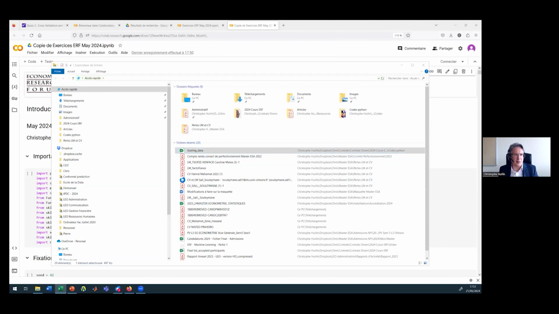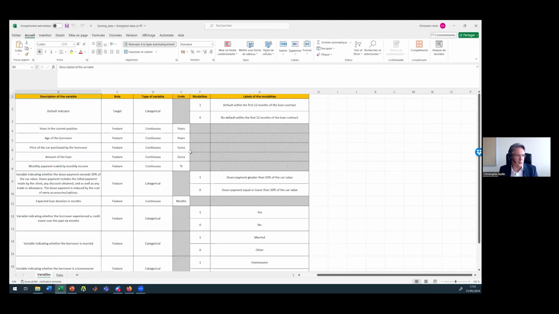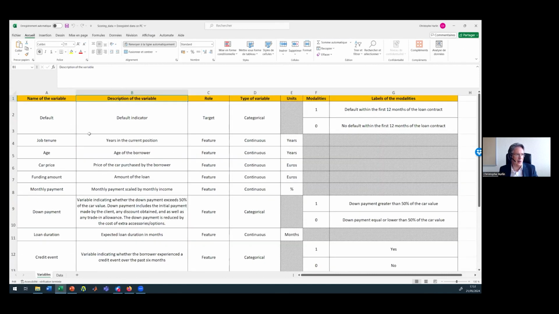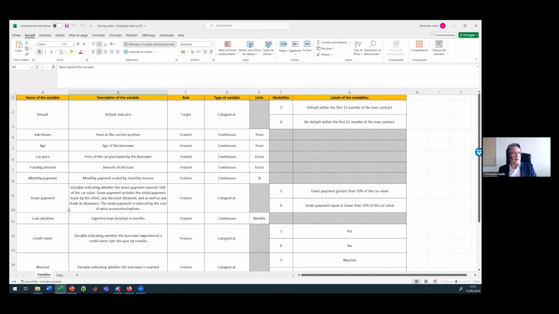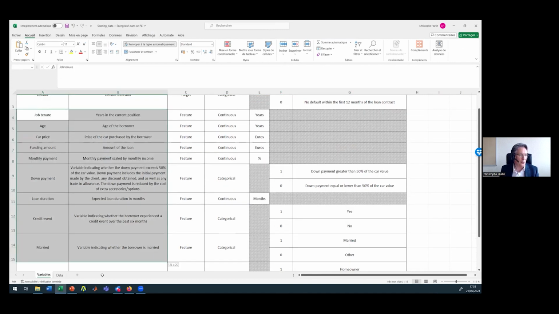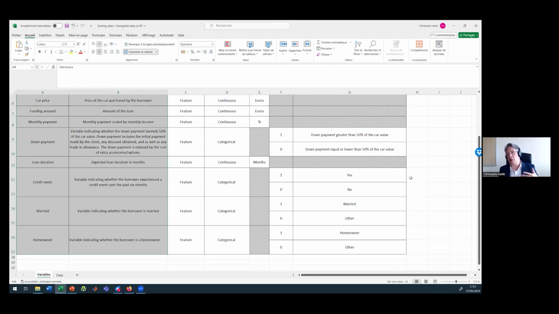Okay, and as you will see, the file is like this. So we have here a dictionary description of the variables. We have a default variable that takes a value 1 or 0 if there is a default on the loan contract. And we have some information about the credit owner.